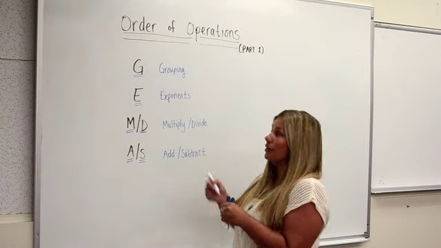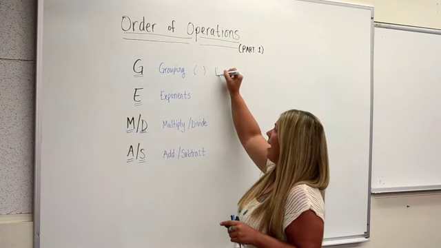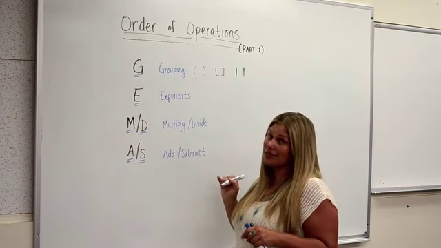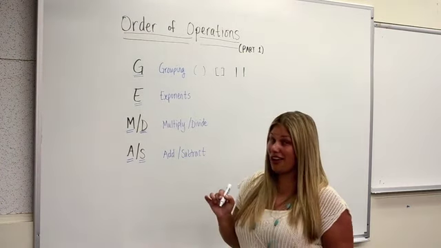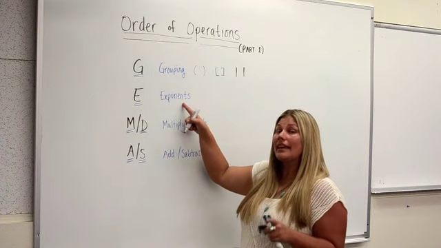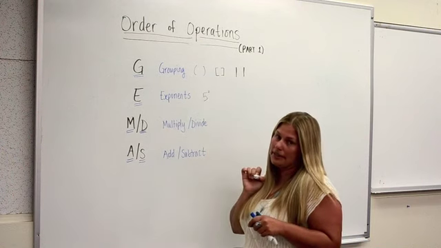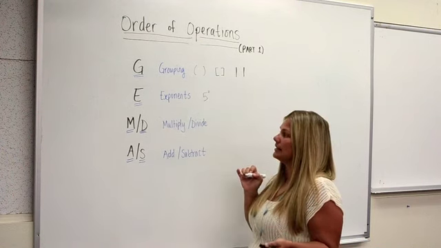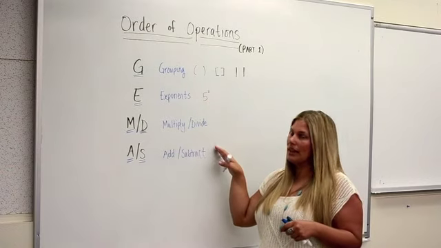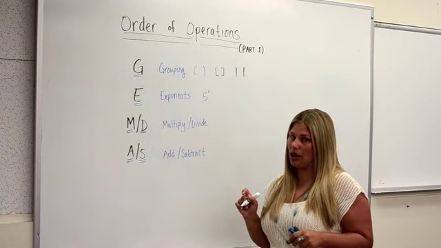A grouping symbol can be parentheses, but it could also be brackets. It could also be absolute value bars, and it could also be a fraction bar. Then we move on to exponents. We learned that in the last lesson. Remember, that's when you have that little number up on the top. It's multiplying times itself. After the exponents, we do any type of multiplying and dividing, and the last thing you should ever do when solving a problem is adding and subtracting.